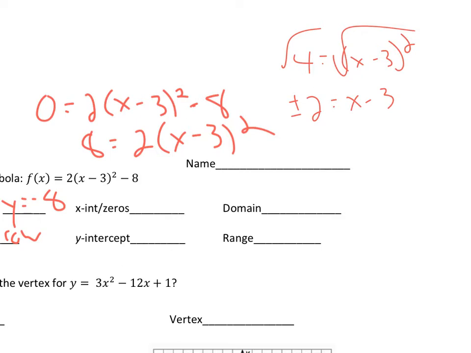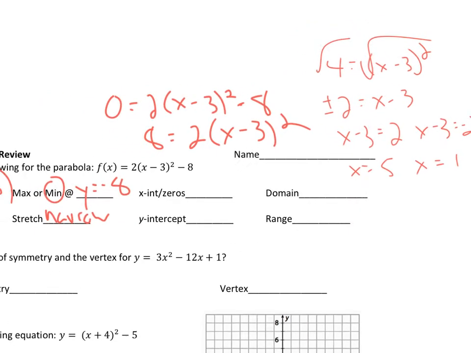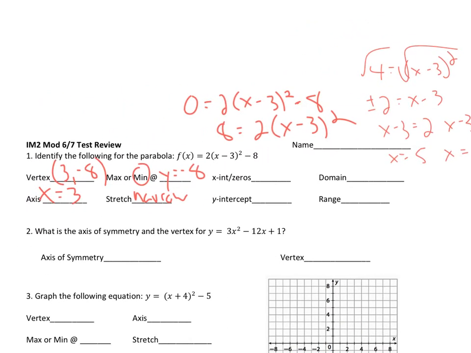Write your two equations. X minus 3 equals 2, and x minus 3 equals negative 2. Add that 3 over, and you get x equals 5, and x equals 1. So remember, our intercepts we always write as coordinate points. So in this case we get 5, 0, and 1, 0. For our y-intercept, we're going to substitute 0 in for x.